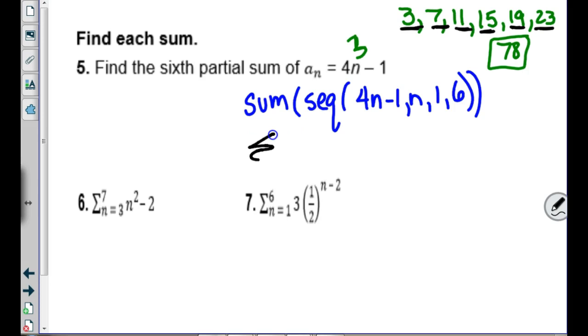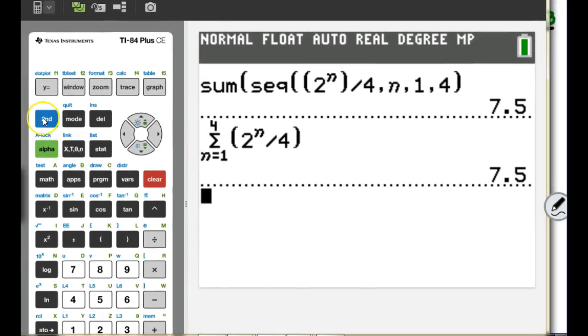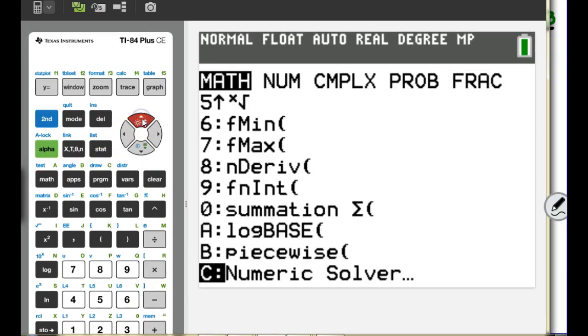You could have also tried to use the sum notation. You could have said 1 through 6, 4n minus 1. I probably wouldn't have done that. Any questions? Can you do these last two, though, using the sum notation real fast, number 6 and 7? Just go to your calculator. I'm going to just use the math, arrow up.